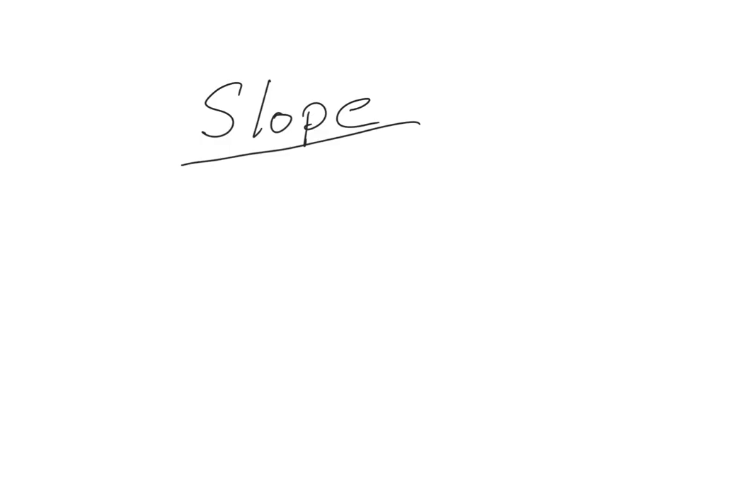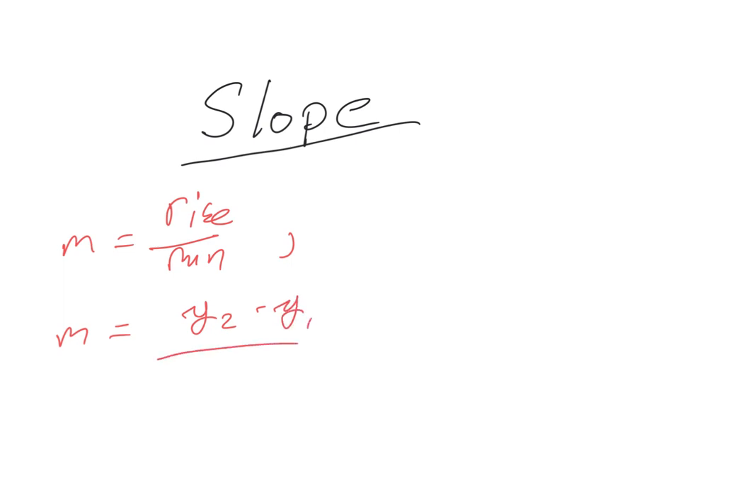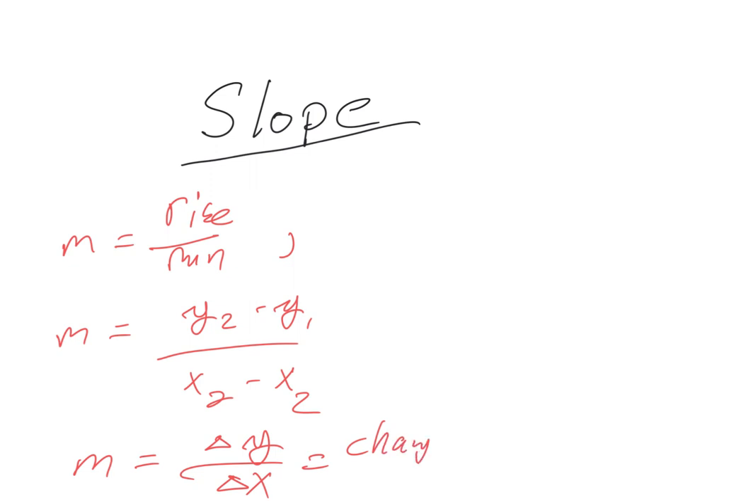Last thing, slope. Slope, folks, you've done it probably a million times. Well, maybe not, but it's rise over run. Let's do another equation. m equals y2 minus y1 over x2 minus x1, the y coordinates divided by the x coordinates in order. m is equal to delta y over delta x. Get used to that because you'll start seeing more of that, especially as you get into more sciences. But that means change in y over change in x.